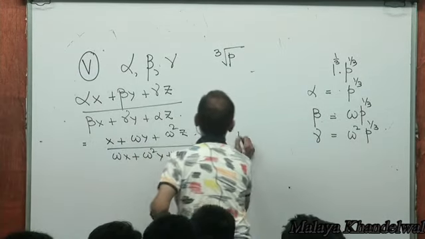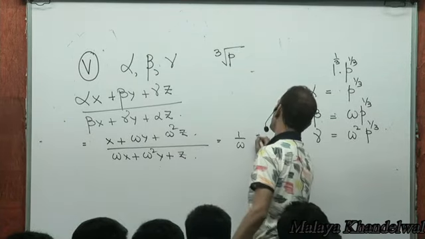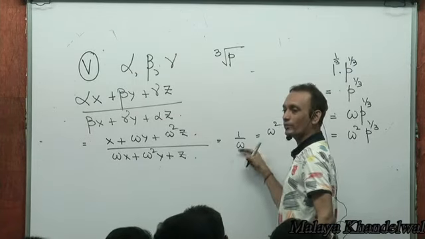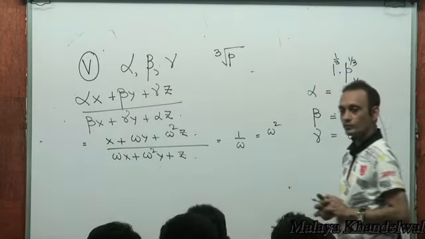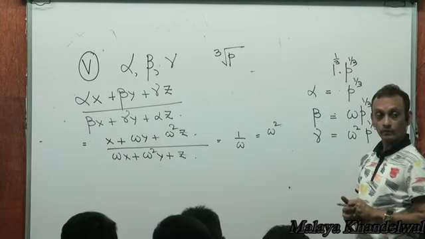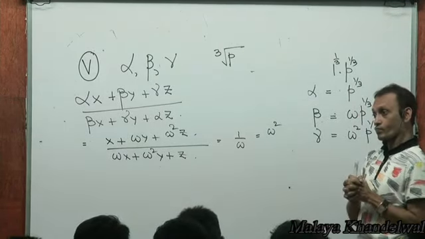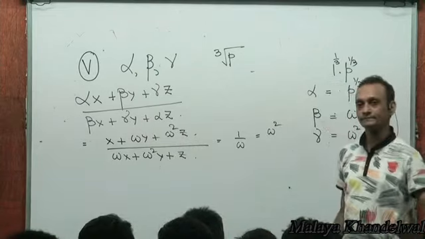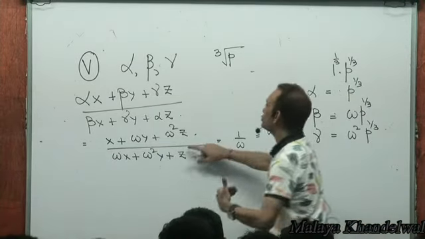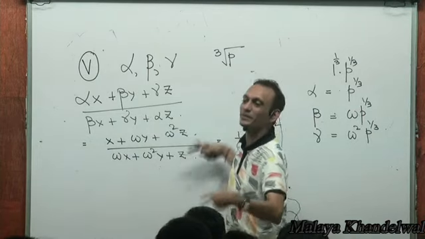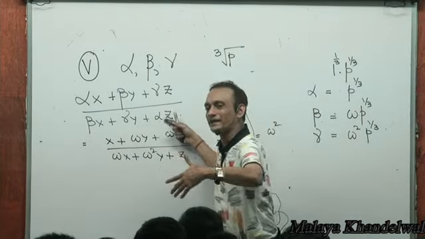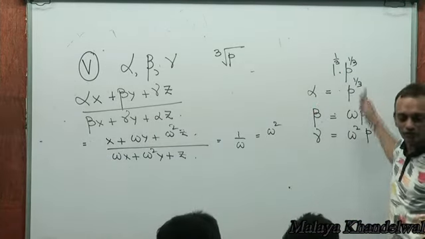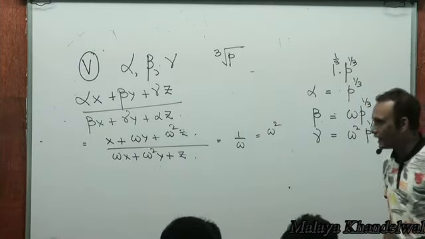So is this not 1 by omega? But 1 by omega is actually omega squared, because omega cubed by omega is omega squared. And if you take some other permutation, you would get another value, which is omega. That means the numerator will become omega times the denominator. So the other value of this could have been omega, by taking a different permutation of alpha, beta, gamma. Clear?